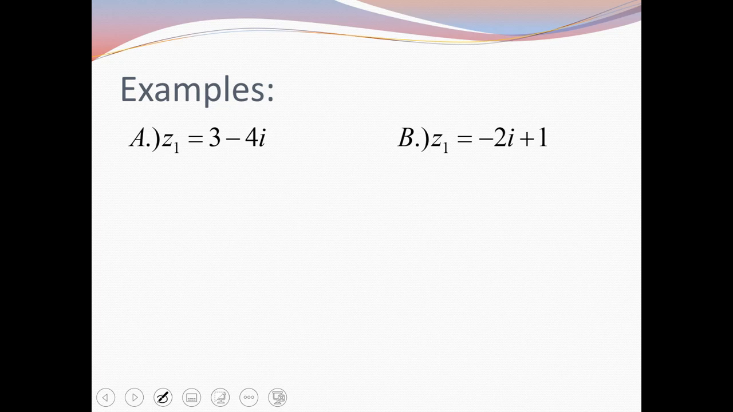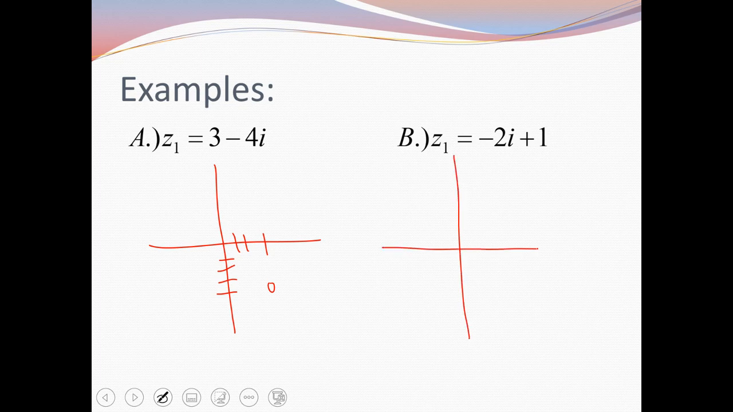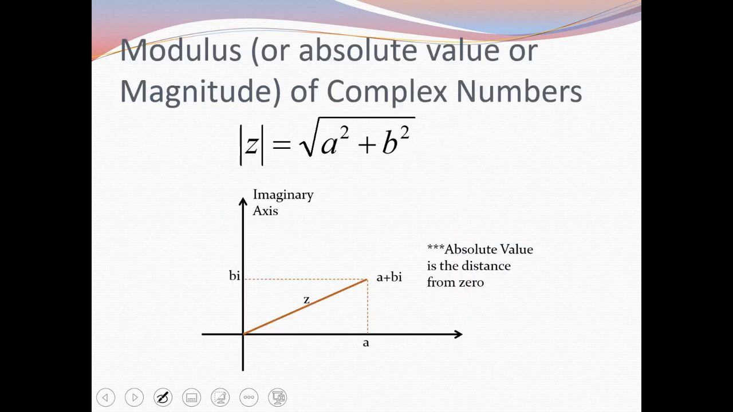So, example 3 minus 4i. We would go to the right 3, we go down 4, we'd have a point right here. This would be the point 3 minus 4i. Make sure that you actually graph the real part on the x-axis. So this one would be over 1 and down 2. That would be the point 1 minus 2i. Pretty simple, straightforward to graph. You just have to make sure you get the right part in the right spot.